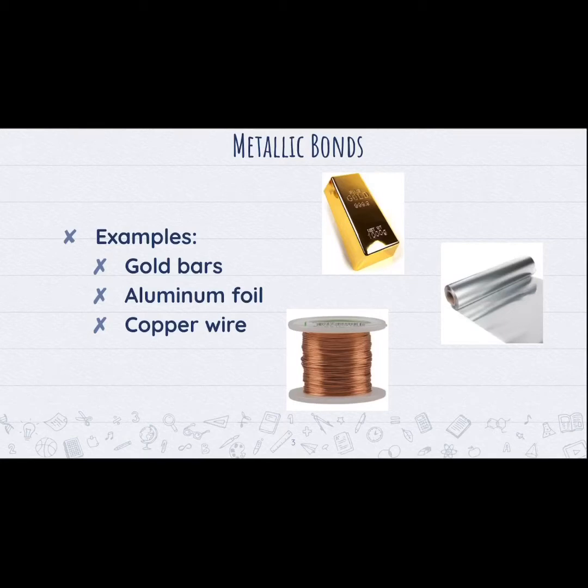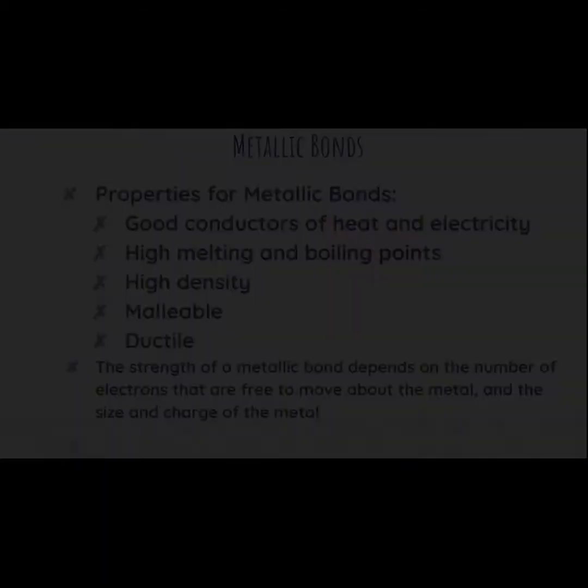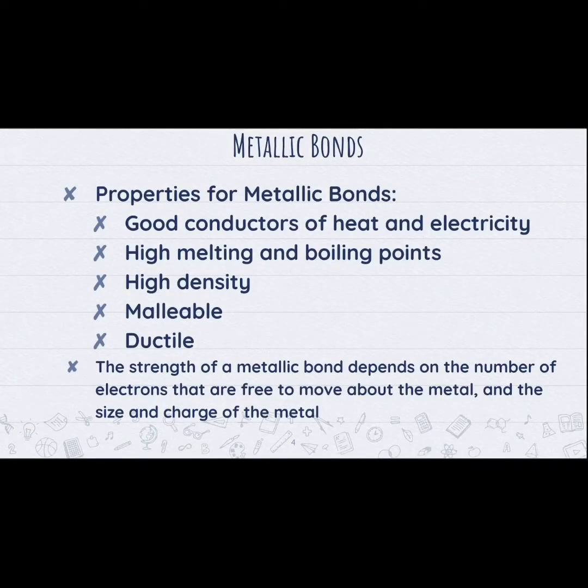A few examples of metallic bonds would be gold bars, aluminum foil, and copper wire. All of those are just metal ions that are sharing electrons between all of them. Some properties of metallic bonds: they are good conductors of heat and electricity. They have high melting points and boiling points.